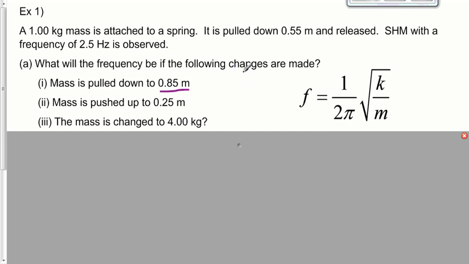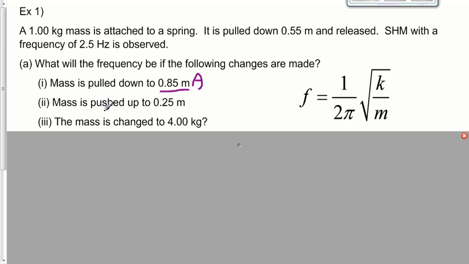And if you notice, this actually would be the amplitude. But amplitude doesn't appear anywhere in our expression. So no matter how much I pull it down, it's not going to change how fast or how frequent this vibration is. And so the amplitude does not affect the frequency. So for I, there will be no change.